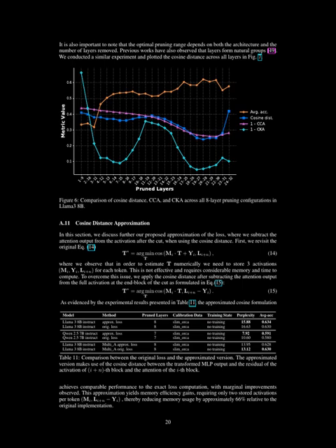Table 11. Comparison between the original loss and the approximated version. The approximated version makes use of the cosine distance between the transformed MLP output and the residual of the activation of the i plus nth block and the attention of the ith block. It achieves comparable performance to the exact loss computation with marginal improvements. Observe, this approximation yields memory efficiency gains, requiring only 2 stored activations per token, l_i plus n minus y_i, thereby reducing memory usage by approximately 66% relative to the original implementation.